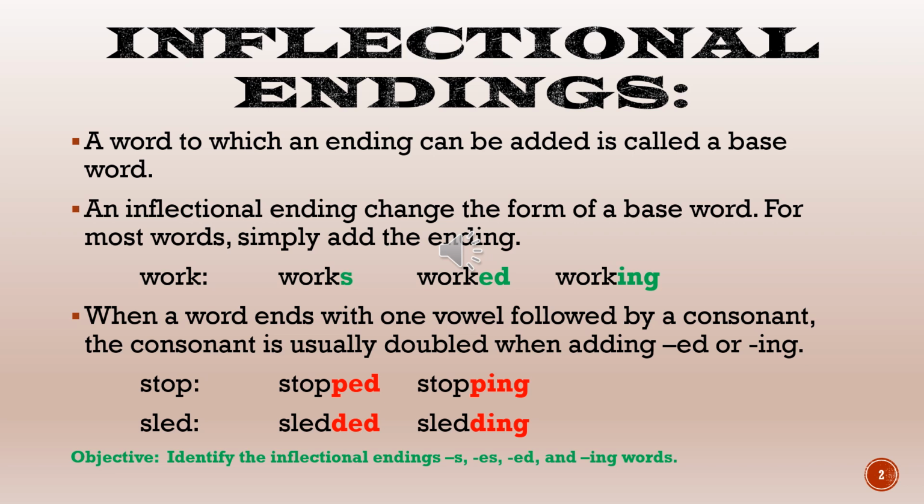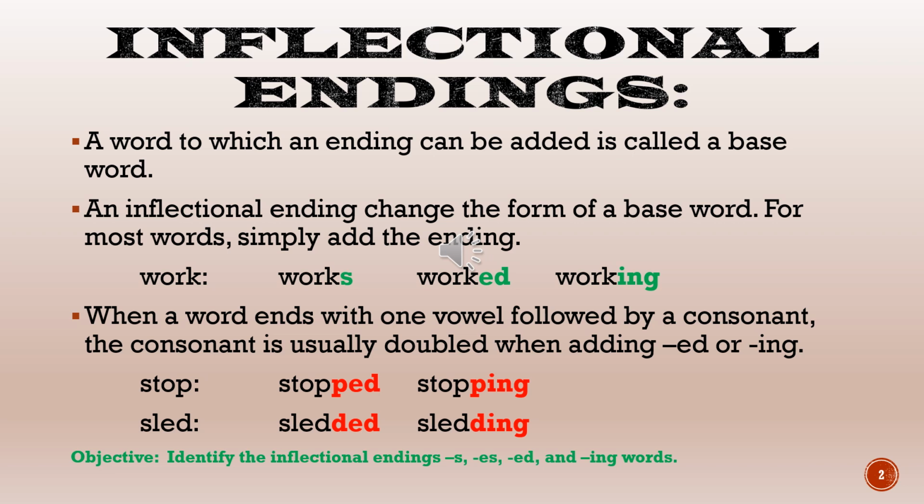Look at the first example that we have, stop. You see that you have a vowel and then you have a consonant. And the rule says that the consonant is going to be doubled. That's why you have P, P. And then you have the inflectional ending ed. Look what happened in the next one. You have stopping. You have double P. And then you have ing, which is the inflectional ending.